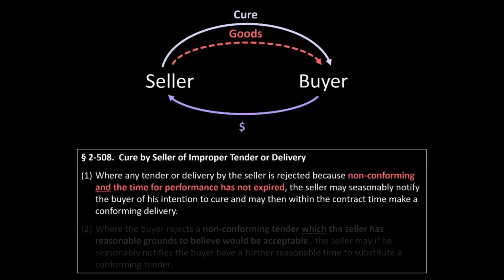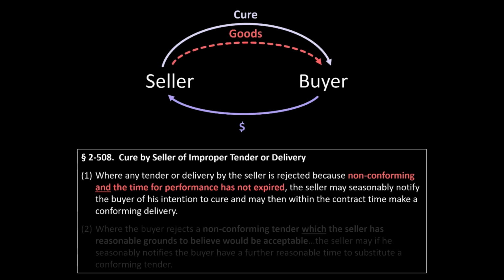Subsection 1 says that where the seller's tender of goods is rejected because the tender is non-conforming, but the time specified by the parties' contract for the seller's performance, that is the deadline by which the seller was contractually obligated to make a conforming tender, has not yet expired, then the seller may cure by making a conforming tender within the contractual deadline. This subsection is relatively straightforward.